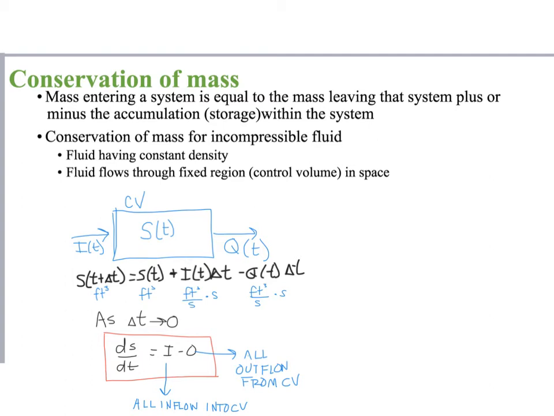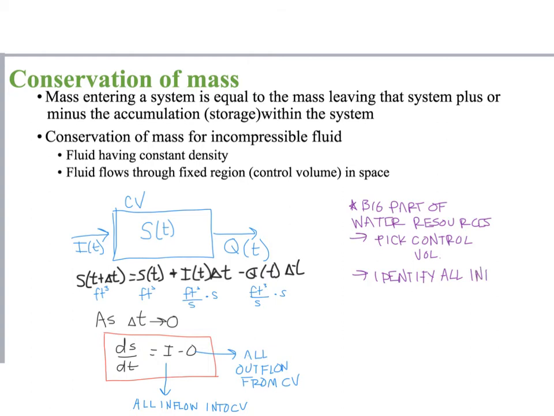So the big part of water resources that we really need to pay attention to as water resource engineers is going to be clearly identifying all of these things that I just talked about when I derived that equation. Okay, so the big part of water resources is to identify or pick our control volume. That's really important. And then we need to identify or pick all of the inflows coming into that control volume, so all the places water is entering that control volume, and then likewise identify all the outflow.